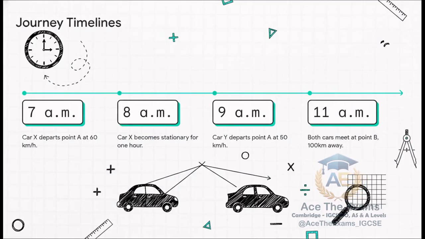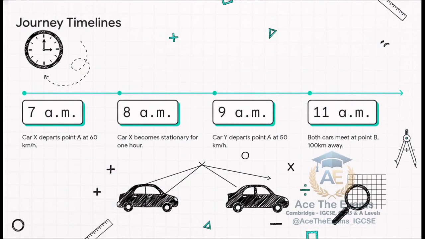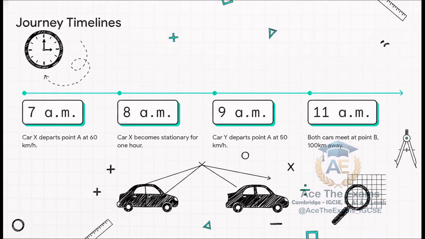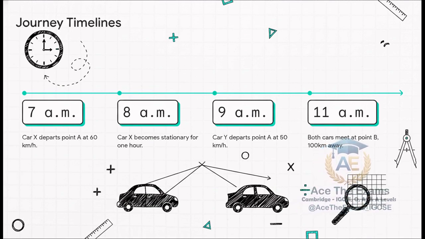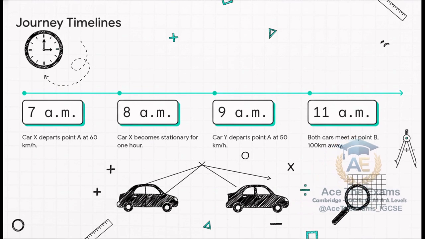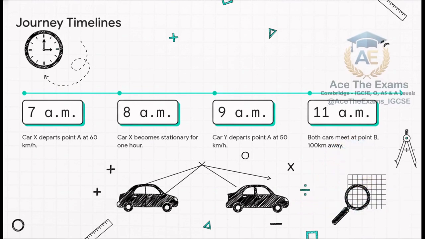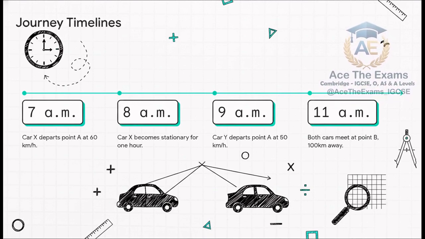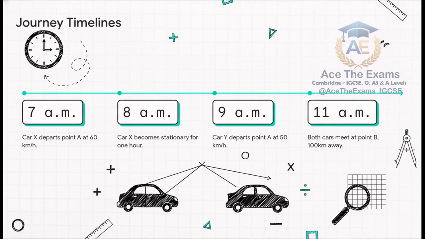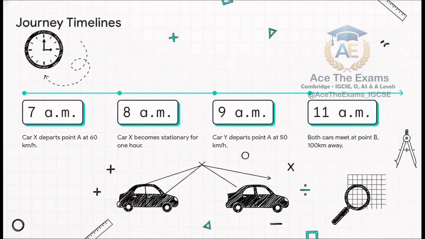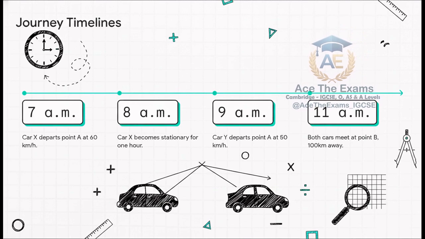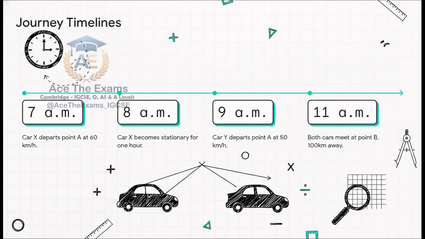Let's look at this complex data timeline to pull the whole system together. By tracking timelines on the exact same axes, you can visually determine the entire narrative of the word problem. Car X departs at 7 a.m. at a steep gradient of 60 kilometers per hour. But at 8 a.m., the line goes completely flat. Car X becomes stationary for an entire hour, taking a rest break. Meanwhile, car Y doesn't even leave point A until 9 a.m., but it travels at a steady, unbroken gradient of 50 kilometers per hour. By following both lines across the graph, we see them intersect precisely at 11 a.m. at point B, 100 kilometers away. Even though car X was much faster initially, that horizontal stationary period allowed car Y to catch up. They arrive at the exact same time.